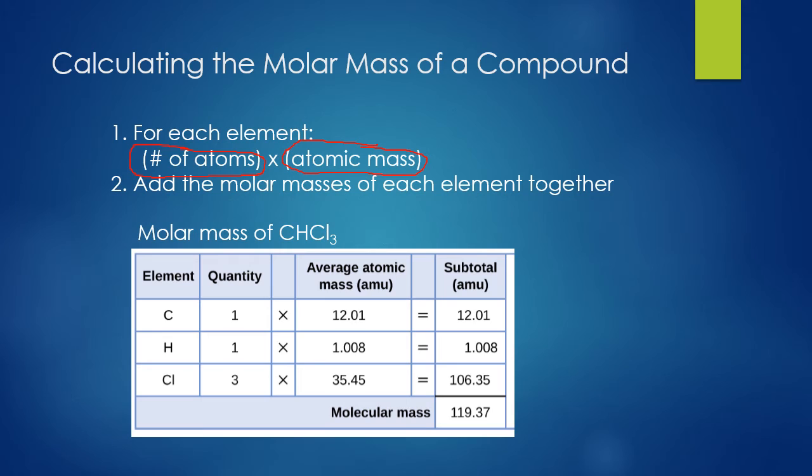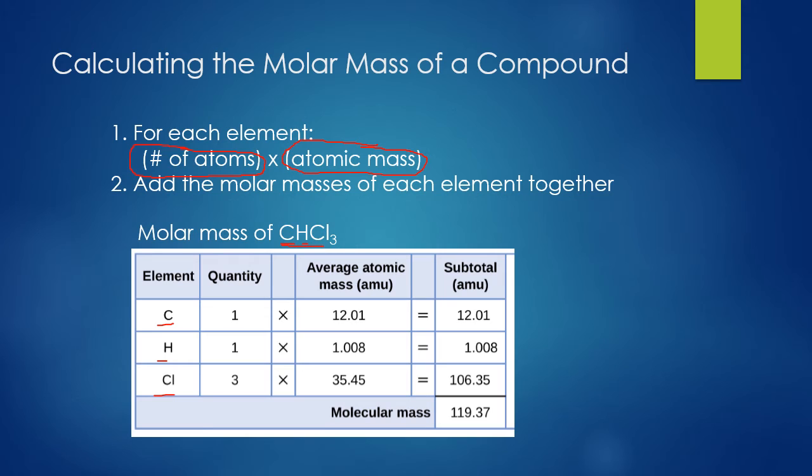So looking at an example of CHCl3. This is the chemical formula. I like to start by making a list of all elements present. So we have carbon, hydrogen, and chlorine. Next, I make a list of how many atoms are in each of those elements. To figure out the number of atoms of each, we're looking at the subscripts.